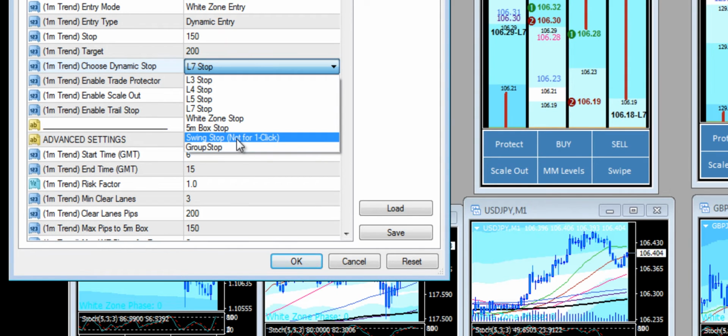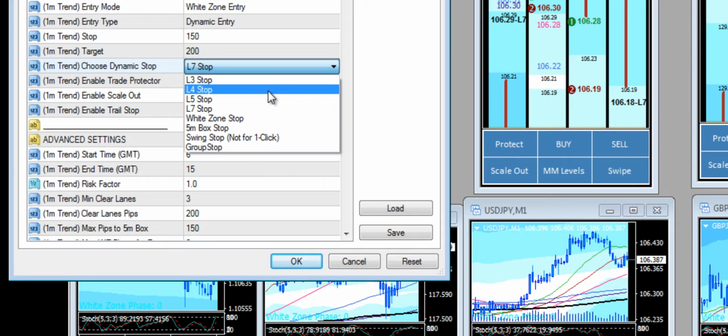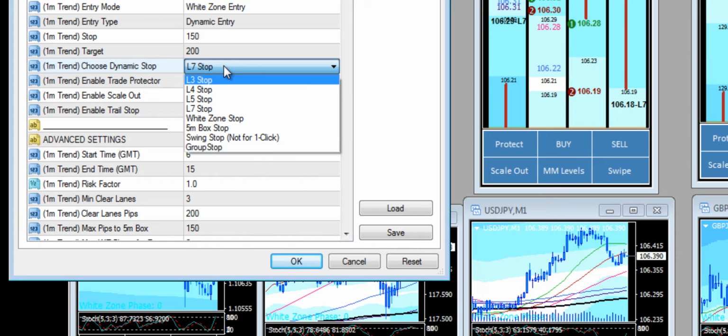Okay, and then the group stop I'm actually going to get rid of. That was something I was using before. So in fact, just don't even worry about it. Don't use the group stop. I'm going to get rid of it. Okay, so that's choosing your dynamic stops. Any questions about the dynamic stops? If any of these fall outside the stop of this, then it won't even touch that.